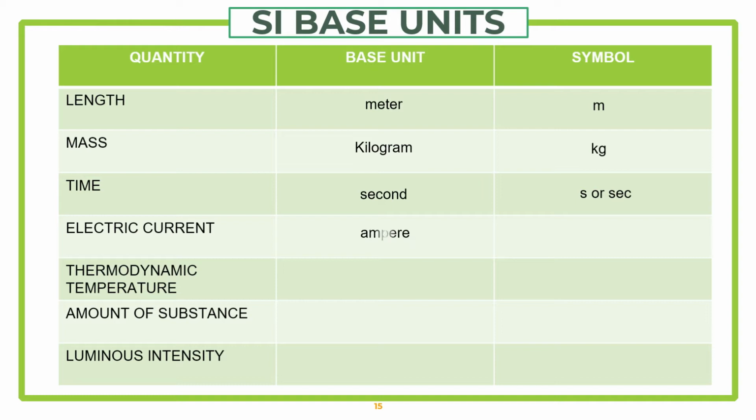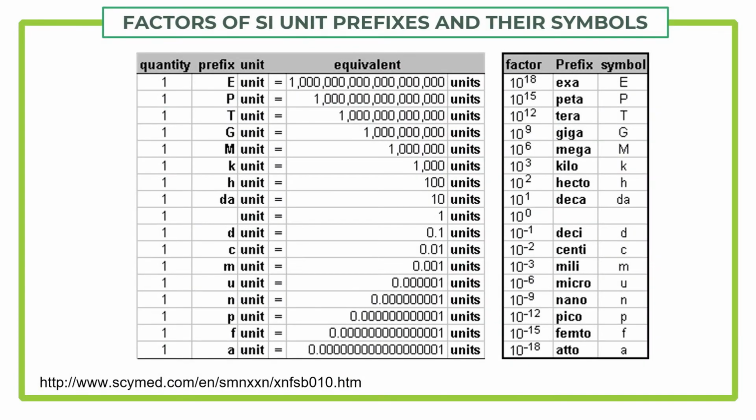Electric current, the ampere. The symbol is capital A. Next is thermodynamic temperature. We have kelvin, and the symbol is capital K. Amount of substance, we have mole, and the symbol is mol. Next, luminous intensity for light, we have candela and cd.